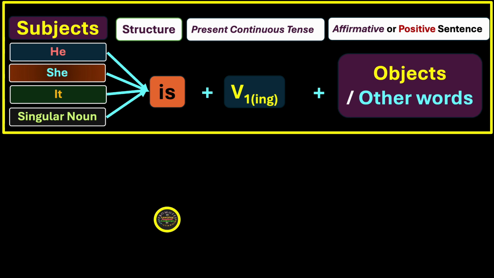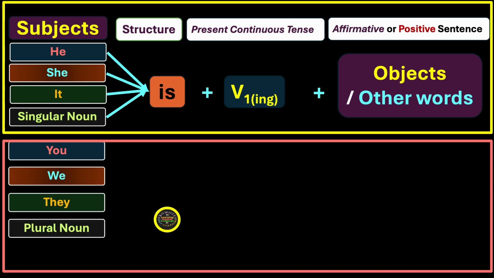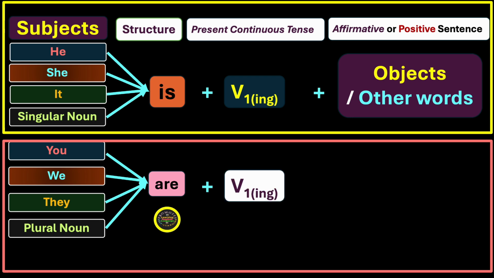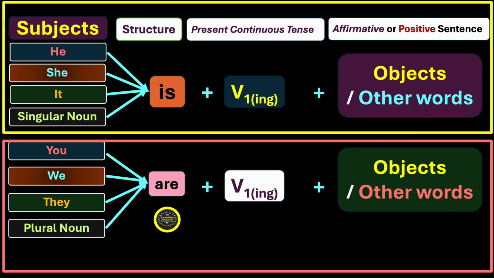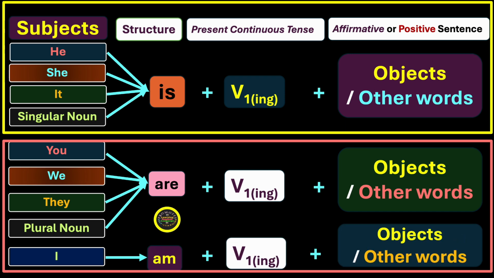We have the second structure, and if our subjects are you, we, they, plural noun, then we add are. After this, we add first form of the verb with ing, and then we have objects or other words. We have one more structure, that is I. Then we add am, then we have first form of the verb with ing, and at the end we have objects or other words. So we have three different structures: subjects being used with is, subjects being used with are, and the subject being used with am.